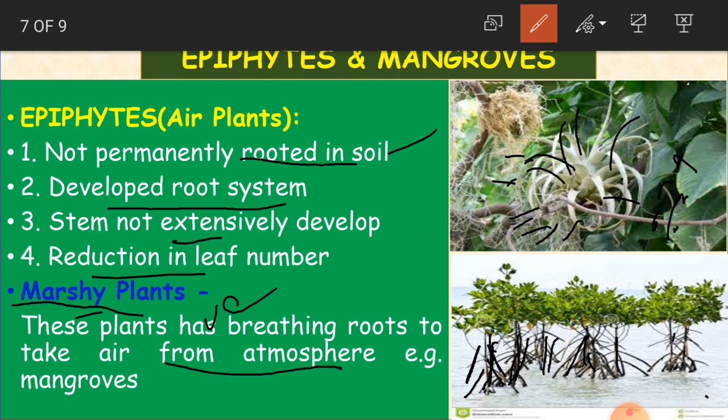So that is why we call them breathing roots. These roots of these plants are called breathing roots. Okay children, and these types of plants are grown in marshy areas. For example, mangroves. So this is a picture of mangroves. Okay, clear now?